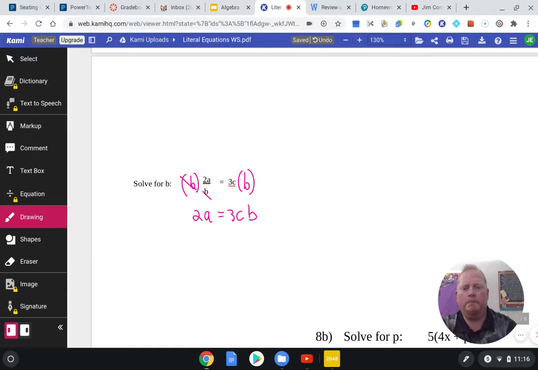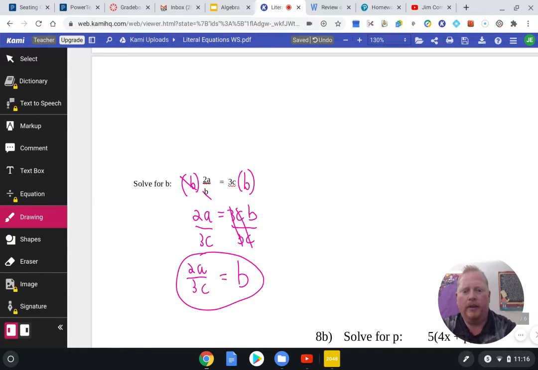So now, in order to get b all by itself, I've got this 3c hanging out with it. So I'm going to get rid of both the 3 and the c at the same time by dividing by 3c. So over here on the right-hand side, the 3's cancel out, the c's cancel out, and I'm left with b all by itself. And then 2a over 3c, I can't do anything with that. It's just going to stay 2a over 3c. And that's my final answer.